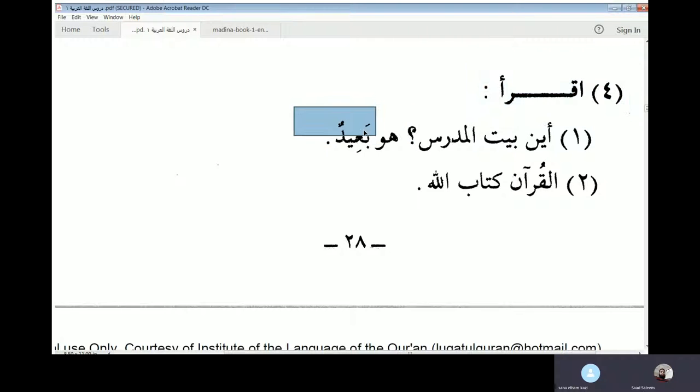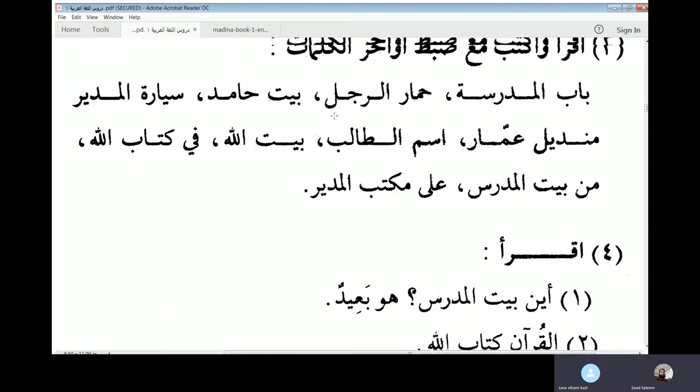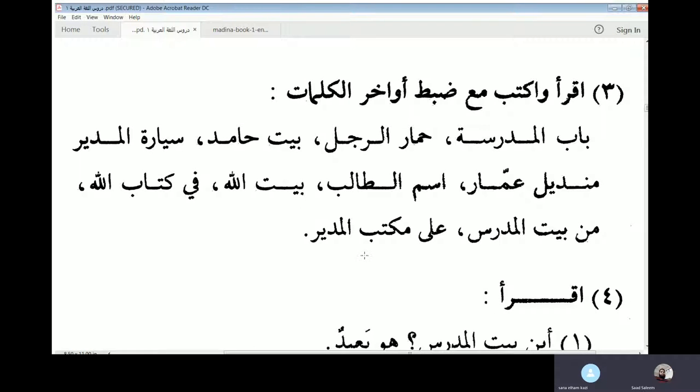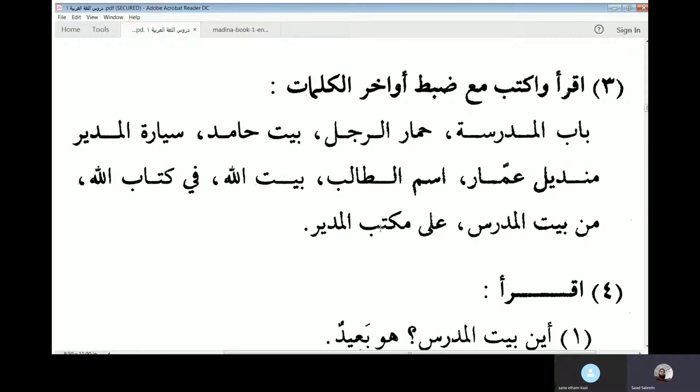Can you tell that rule once, brother? The harf jar and mudaf rule, what is it? Mudaf is always marfu, but when it is followed by harf jar, it is majrur. So in this sentence, harf jar is what? Min is harf jar. Ala is also harf jar. And the mudaf is maktab. What is the meaning of mudaf in English? Mudaf is the possessed object, and mudaf ilayhi is the possessor. Good.